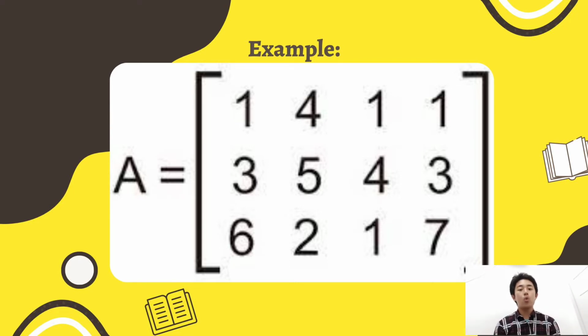Let us say, what is the second row, third column? That means it is 4, because the third column is the vertical one, and in the second row we get the answer, 4. Let us try again: the first column, the third row. Can you guess the number? Yes, it is 6.